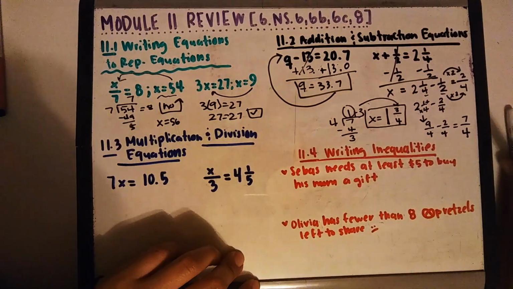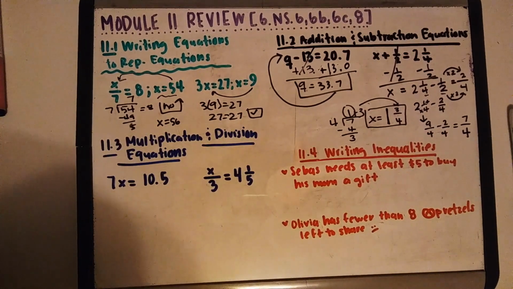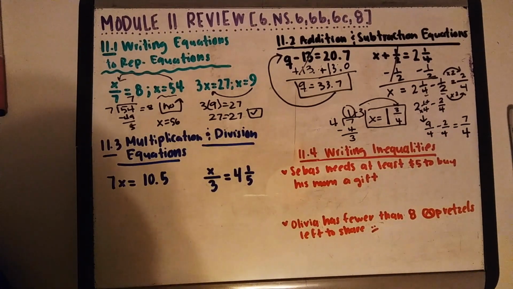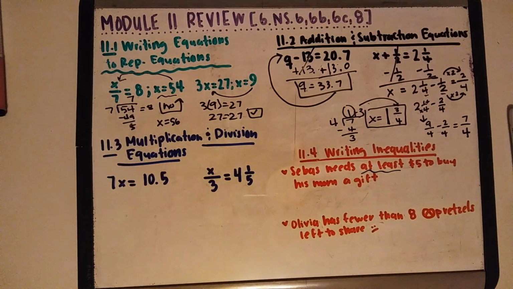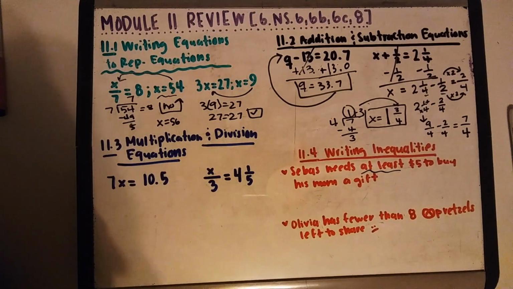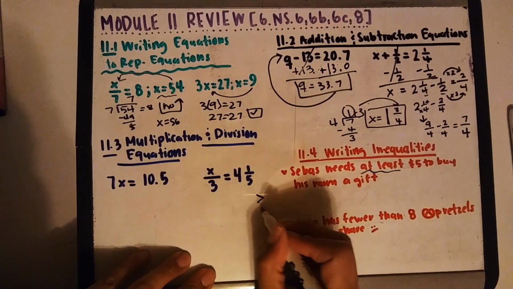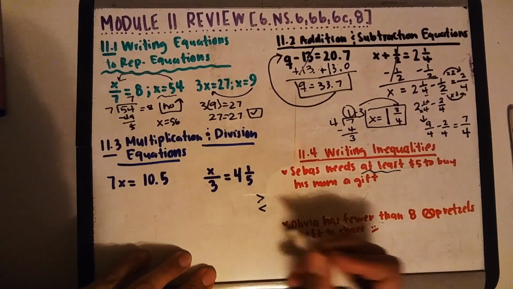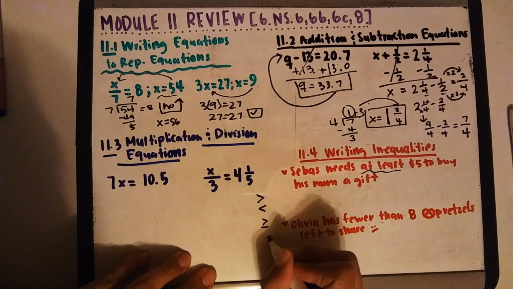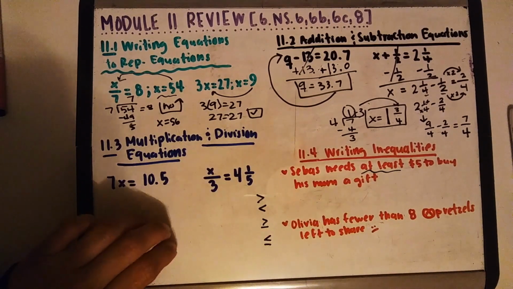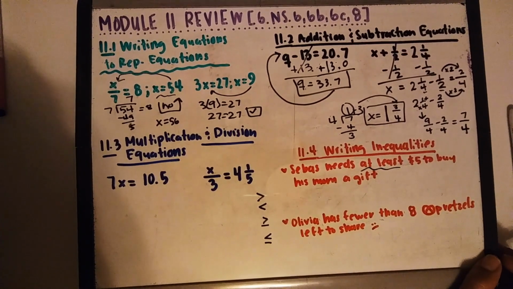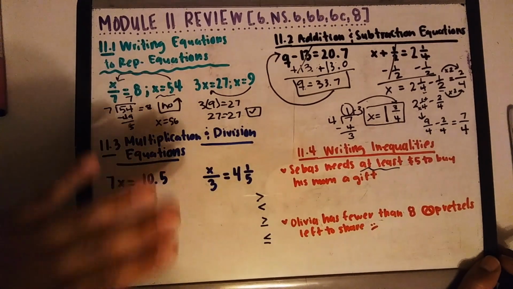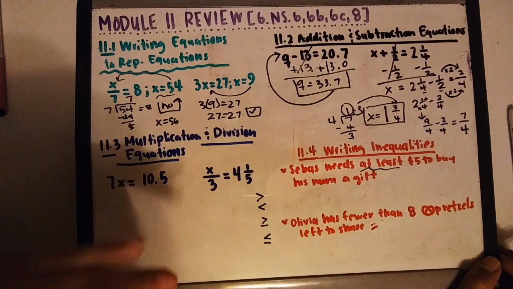Okay, last one. We're going to write inequalities. This one says Sebas needs at least $5 to buy his mom a gift for her birthday. So at least, remember, we can either do greater than, less than, greater than or equal to, or less than or equal to. At least means that $5 works, but it has to be at least $5, okay?